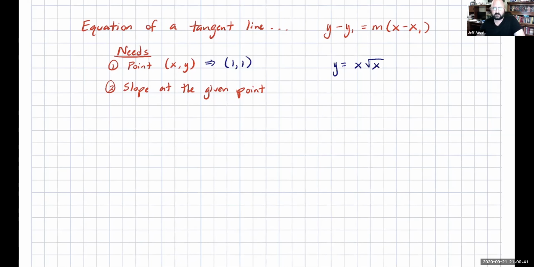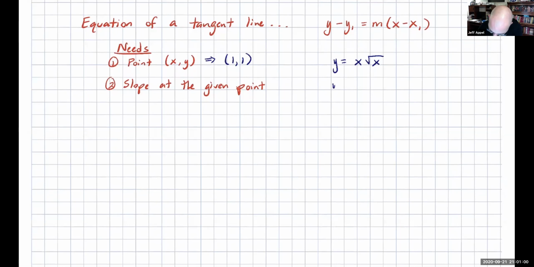Because again, I see x times the square root of x, and of all the rules we went over tonight, none of them discussed a function times a function. That's not coming until later in the chapter. So what I need to do is find a way to rewrite this so that I can put it in the form of a function that I know how to differentiate.